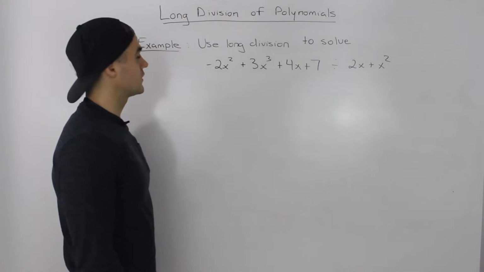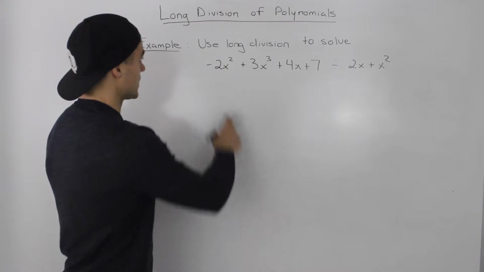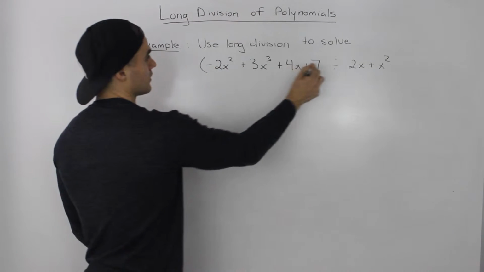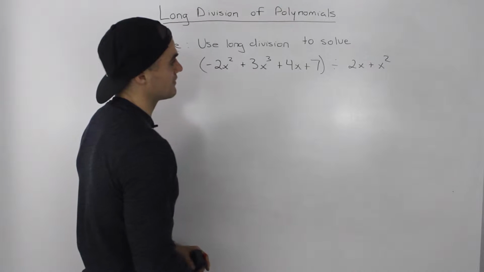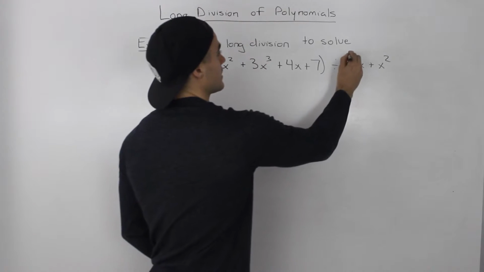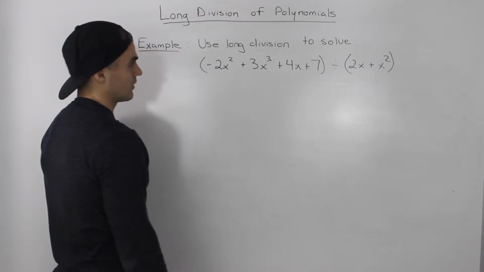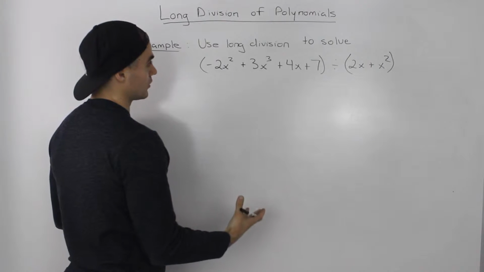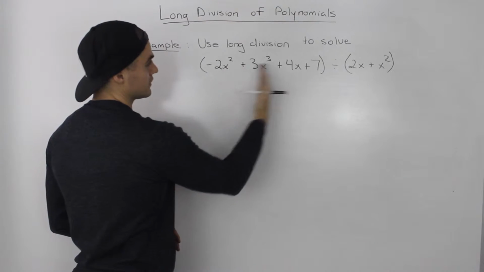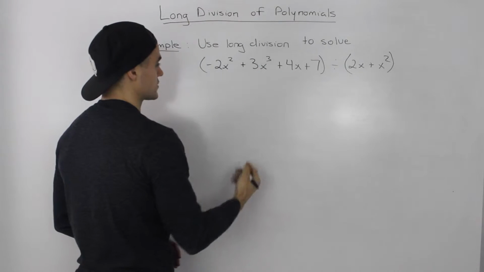What's up, guys? So moving on to the next example for the long division of polynomials. We've got to take this polynomial, negative 2x squared plus 3x cubed plus 4x plus 7, and divide it by 2x plus x squared. Now, again, what is the first step always when you're dividing polynomials? Make sure that the dividend and the divisor are arranged in a way where it's highest degree to lowest degree.